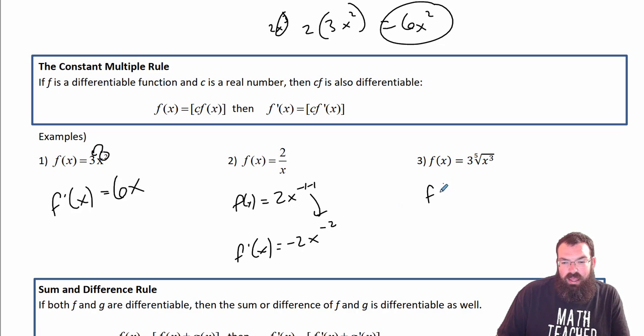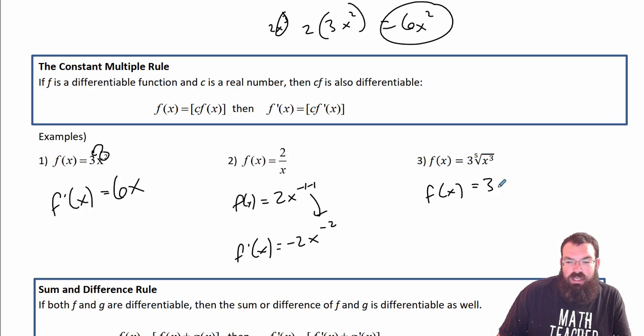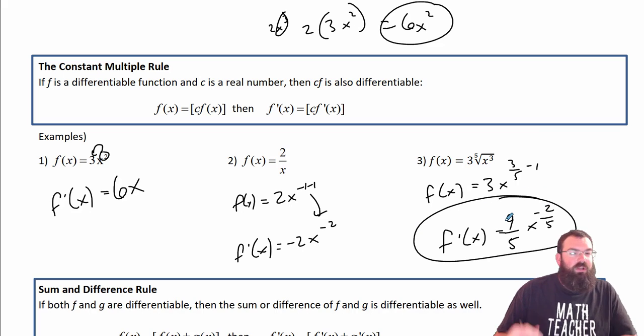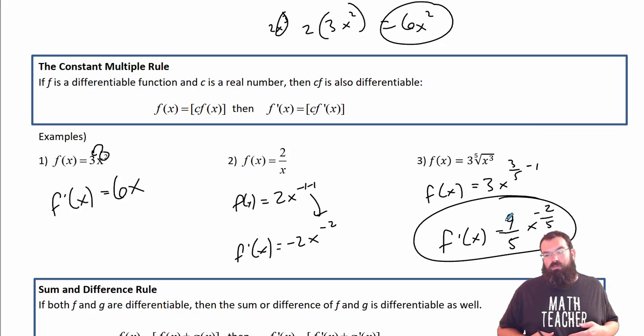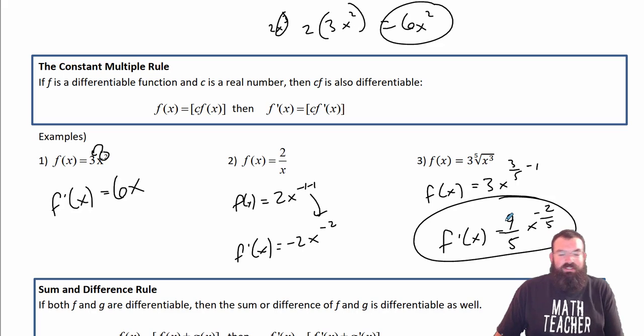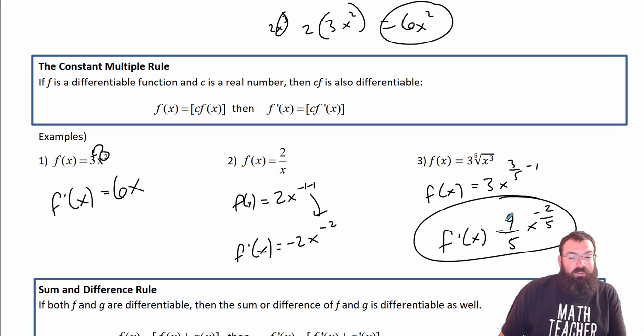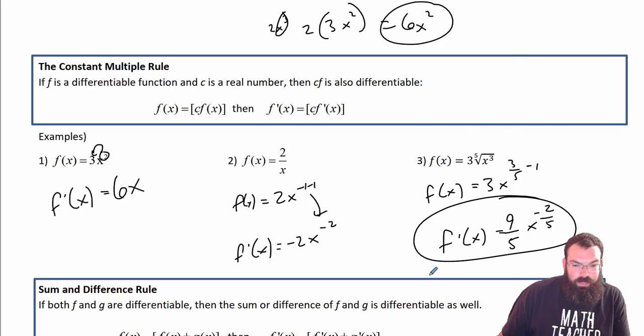This one, f of x is equal to 3x to the 3/5. So f prime is equal to, bring that down, so that's 9/5 x to the negative 2/5. I'm going to leave it there, but you can put it into roots again. That's fine. That's up to you. But it's going to be in your denominator, and it's the 5th root of x squared. But that's up to you.